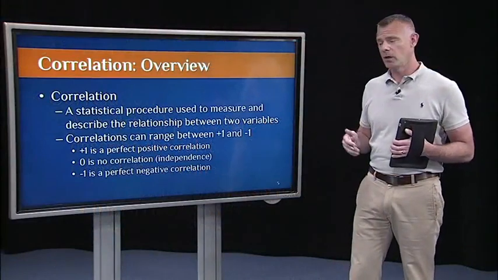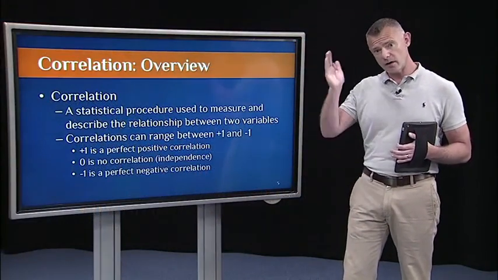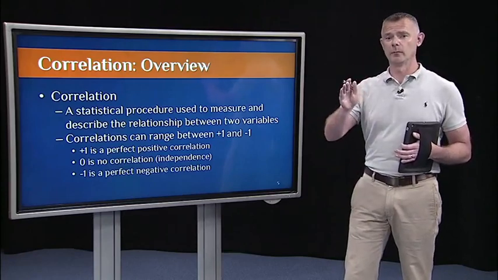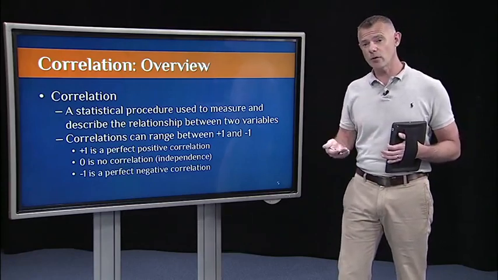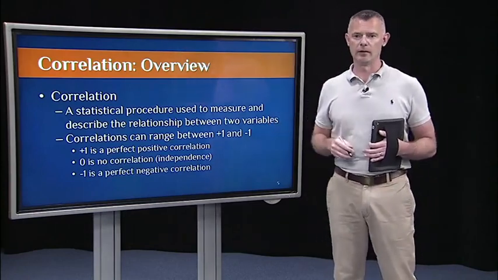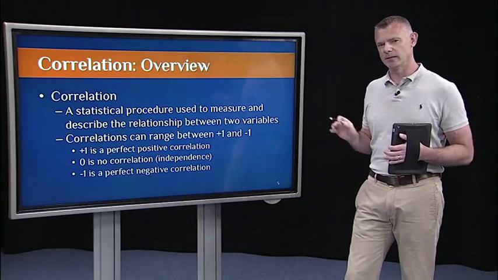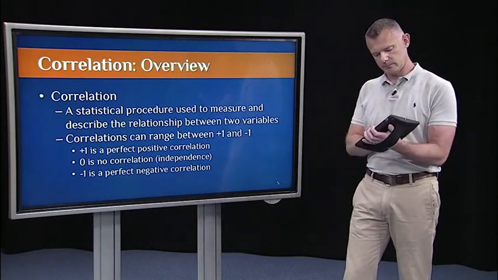That's independence. So a perfect positive correlation means as the scores on one variable go up, the scores on the other variable go up. A perfect negative correlation would be as the scores go up on one variable, the scores go down on the other. And I'll show you examples of that in scatter plots. It's best to just look at it in a scatter plot.